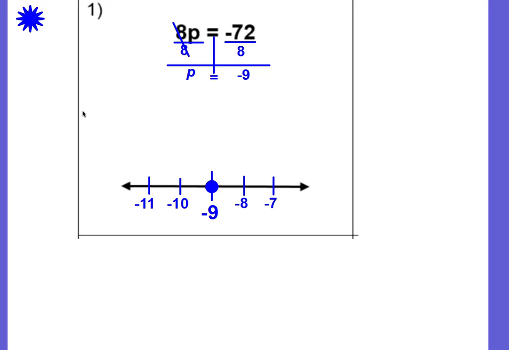Okay, the answer is p equals negative 9. Remember, we need to isolate p, and the operation being performed is multiplication, so we need to do the inverse or opposite, which is to divide. We divide both sides by 8, and we get p equals negative 9. Watch your signs. A negative divided by a positive is a negative. And then graphing your answer on a number line should look like this.